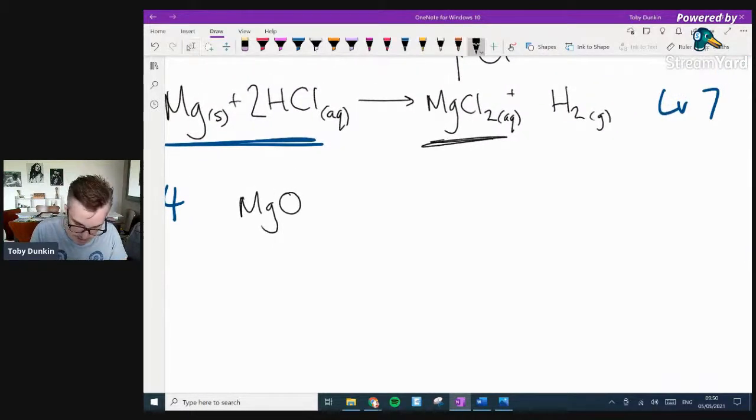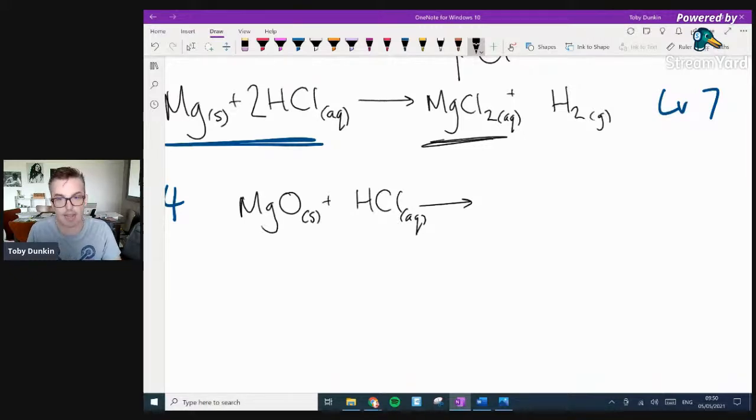So I've got magnesium oxide. Let's add it to hydrochloric acid, HCl. Right, this time I've got metal oxide plus acid. The acids are always aqueous. Magnesium oxide is a solid, being ionic. All ionics are solid at room temperature. Right, they're going to react together and I'm going to get salt and water. My salt is magnesium chloride, the same formula that I had before.